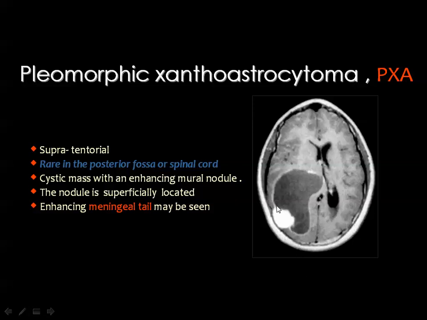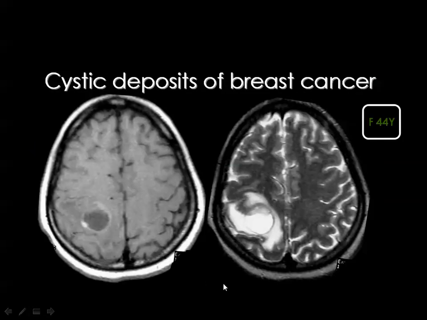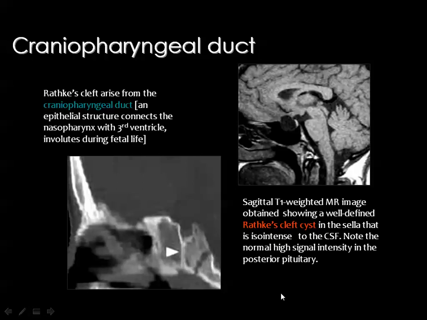And the mural nodule should have a superficial location on the surface of the brain, either the lateral surface or the medial surface. Being intimately related to the meninges, it may show a meningeal tail, and the nodule, remember this, should be superficially located. Then cystic metastasis can occur sometimes from primaries like breast cancer and so on. Then this patient with breast carcinoma has this cystic lesion with marginal enhancement and a mural nodule surrounded by significant perifocal brain edema. Then you consider the possibility of cystic metastasis.